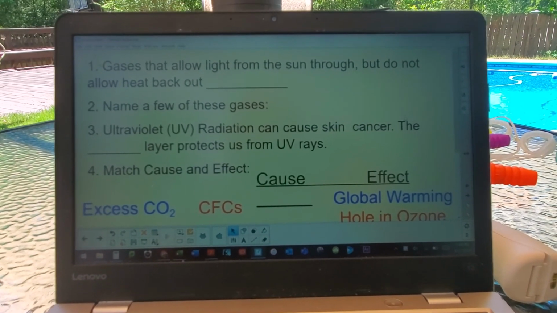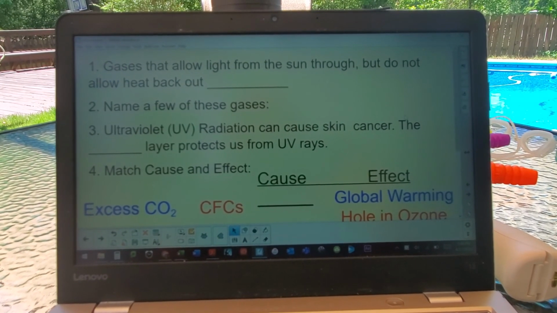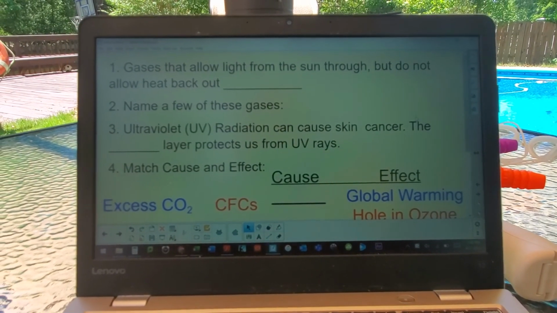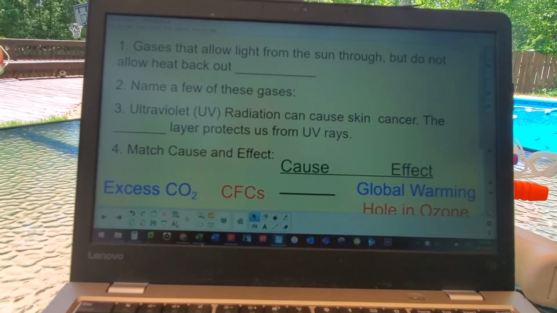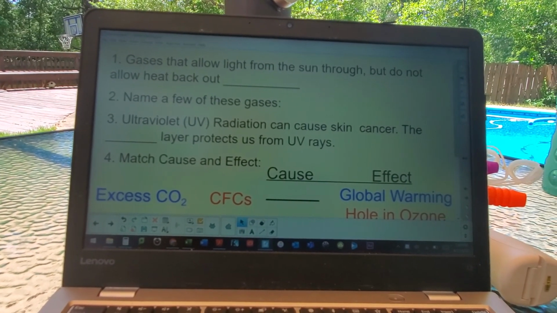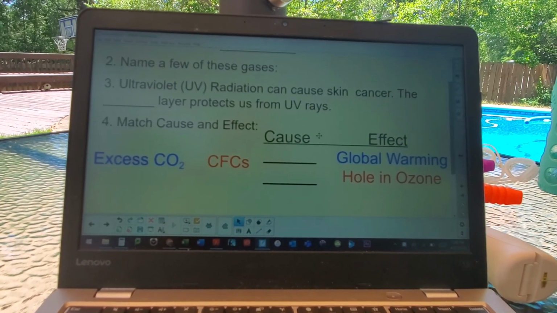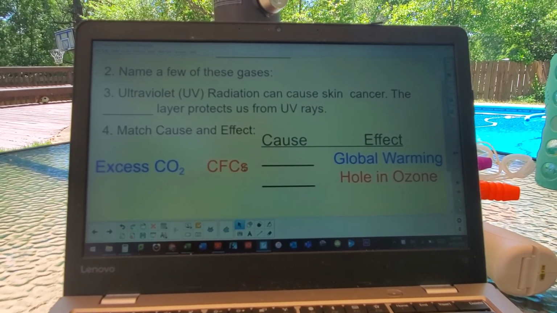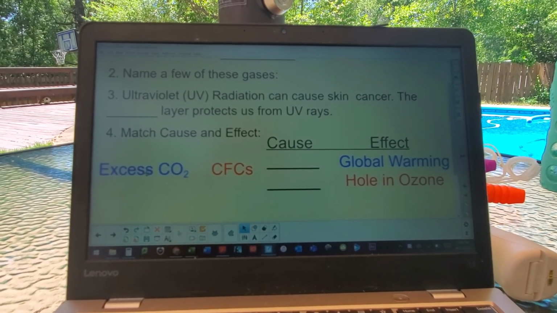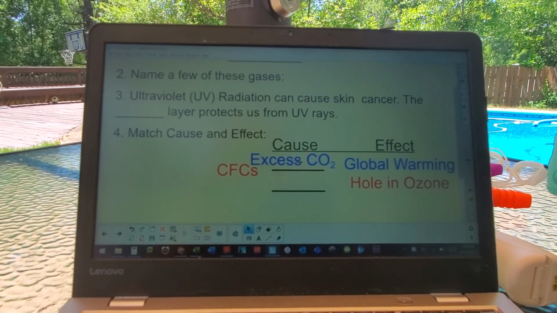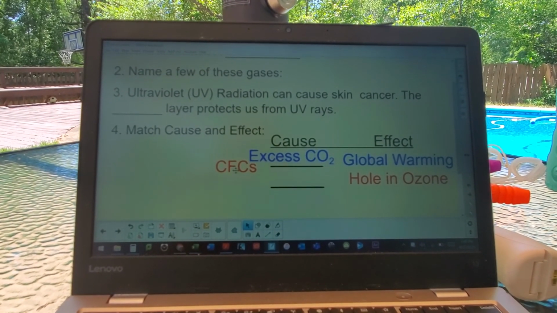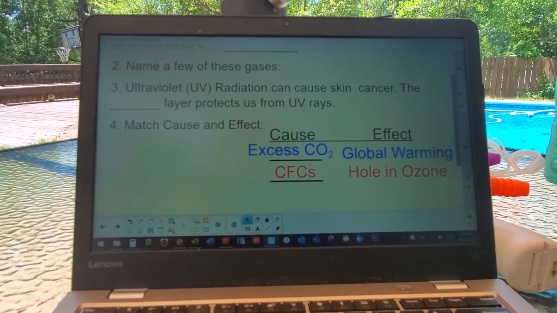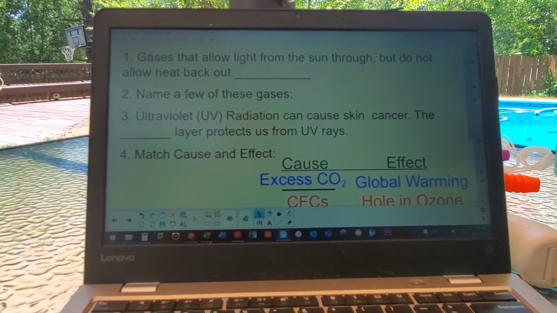UV radiation can cause skin cancer. The ozone layer protects us from UV rays, and I'm just going to skip all this because we don't have too much going on, but there is one thing I want to stress, which is this: cause and effect. What's the cause? What's the effect? So the cause of global warming is excess CO2, CH4, and those other greenhouse gases. CFCs, or chlorofluorocarbons, cause the hole in the ozone layer, which we'll talk about more as we go.